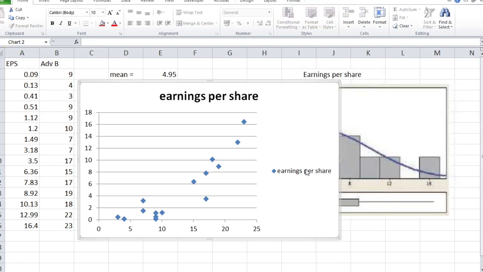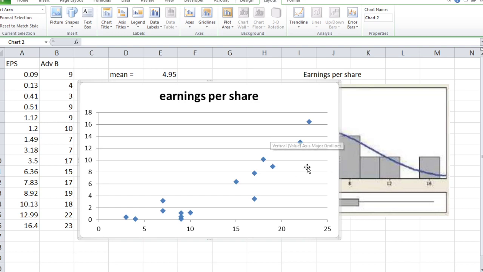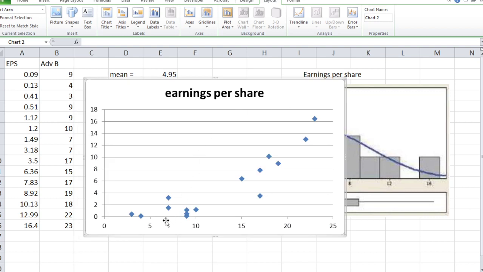Let me get rid of this legend over here, so go to Layout, Legend, and None, because the legend just repeats the name of the chart, I don't need repetition. Here's a nice chart that I have. It shows advertising budget on the x-axis and the earnings per share on the vertical axis.